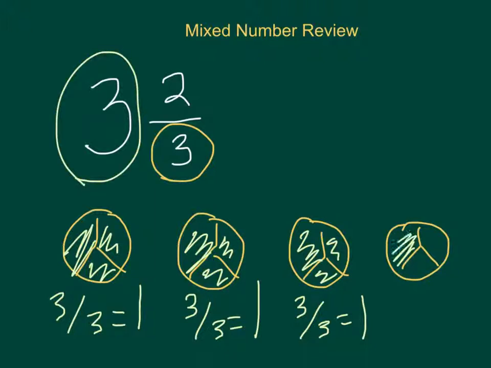My 2/3 would come from here and here. So 2 out of my 3 are represented in that 4th model. Oops. I wrote a 2, meant to write a 3. Just fix that for you. So that's where my fraction is coming from, that last model.